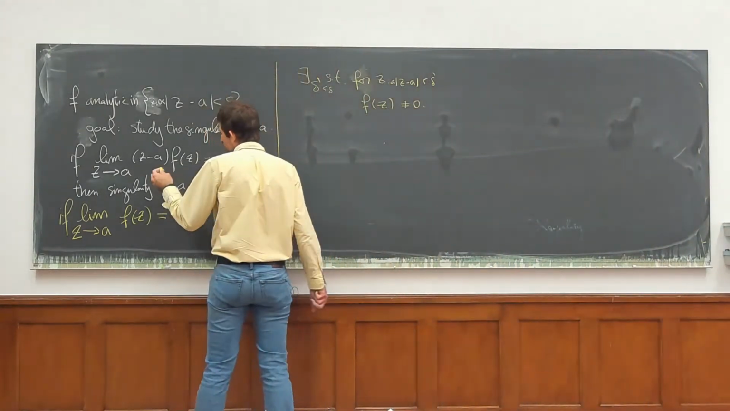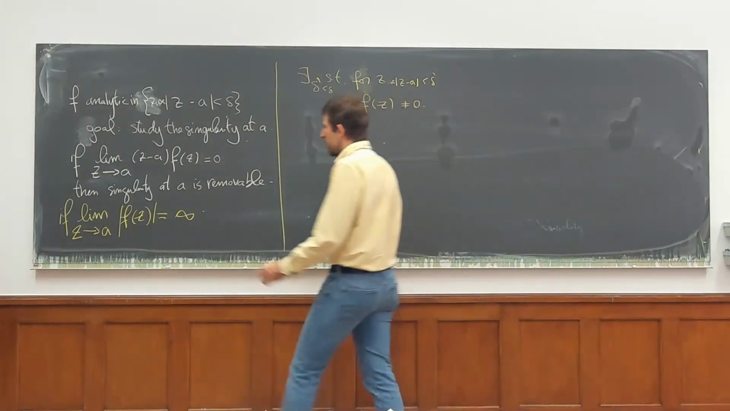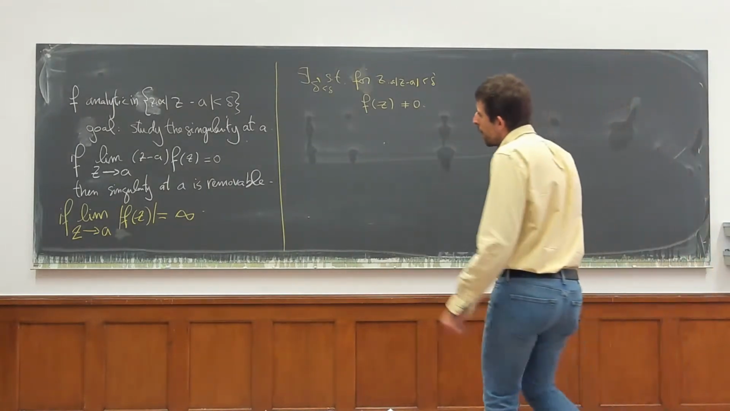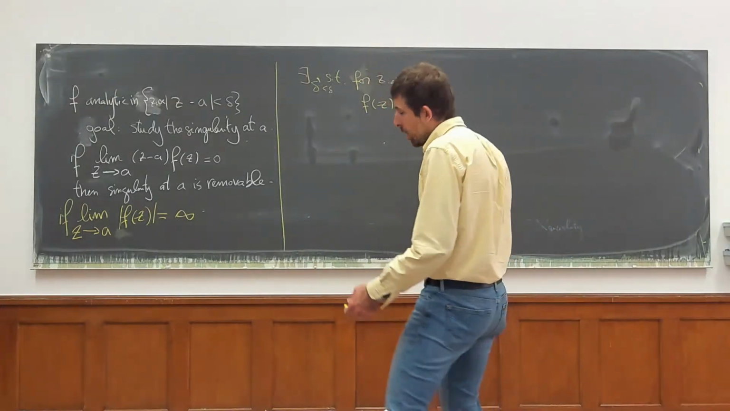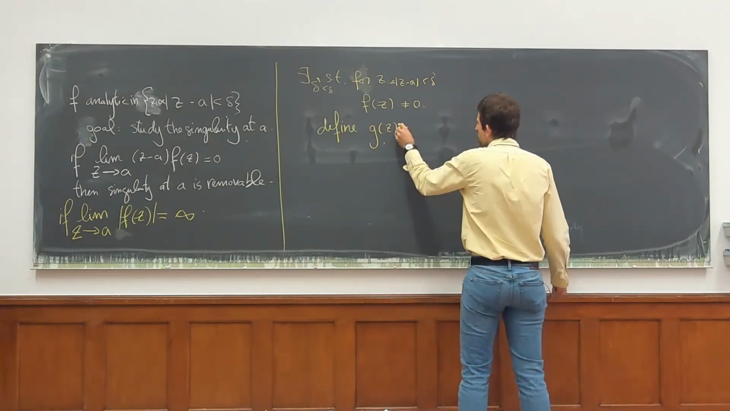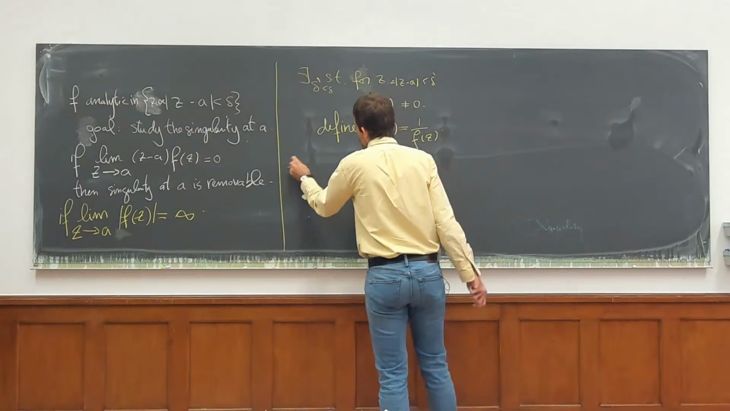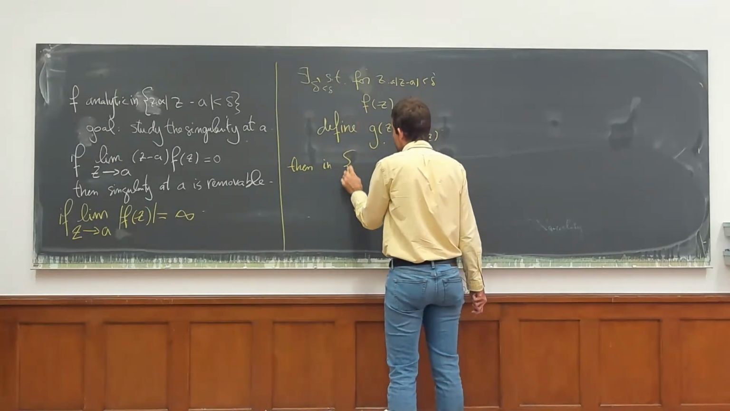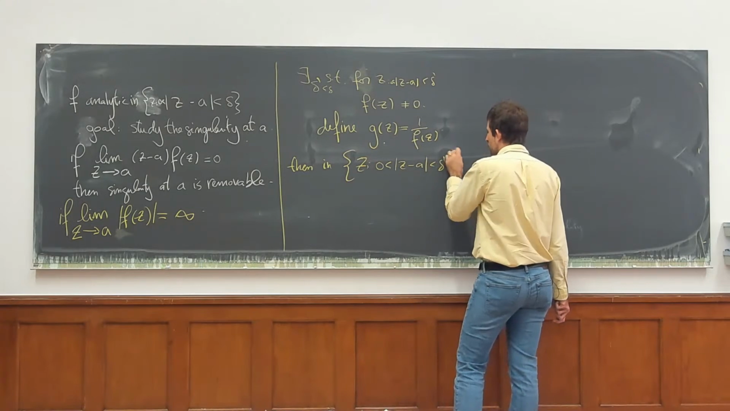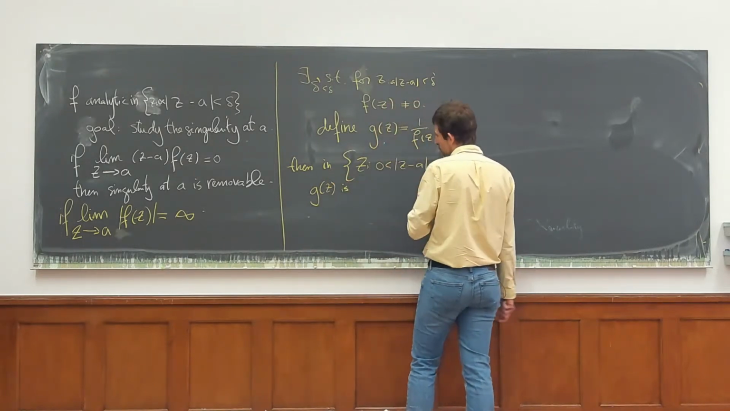Here the limit to 0 is not a problem, but when I do the limit to infinity, I should really do this with absolute values. So this must exist; otherwise, that limit wouldn't be infinity. Now, if I define g of z equals 1 over f of z, then in that punctured disk, g of z is analytic because I'm dividing by something that's not 0.